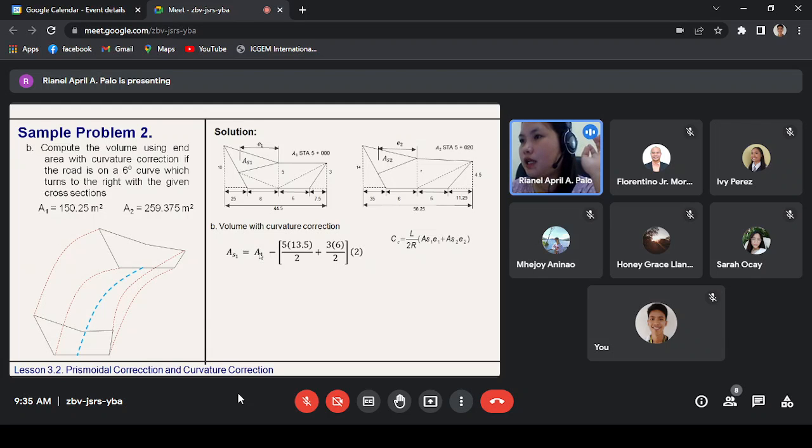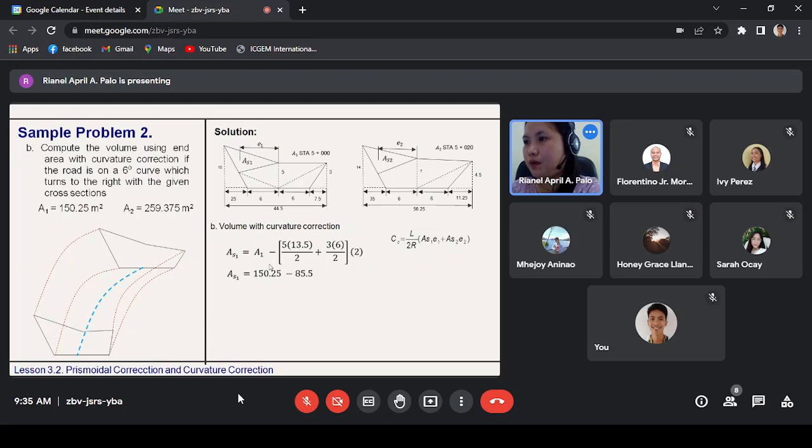So, the cross-sectional area of 150.25 minus triangle 1, where the base is 6 plus 7.5 which is 13.5, then the height is 5 over 2. So base times height over 2, plus the second triangle which is 6 times 3 over 2. Then we times it by 2, since we mirror the right side to the left side. Then the result is our surface area.